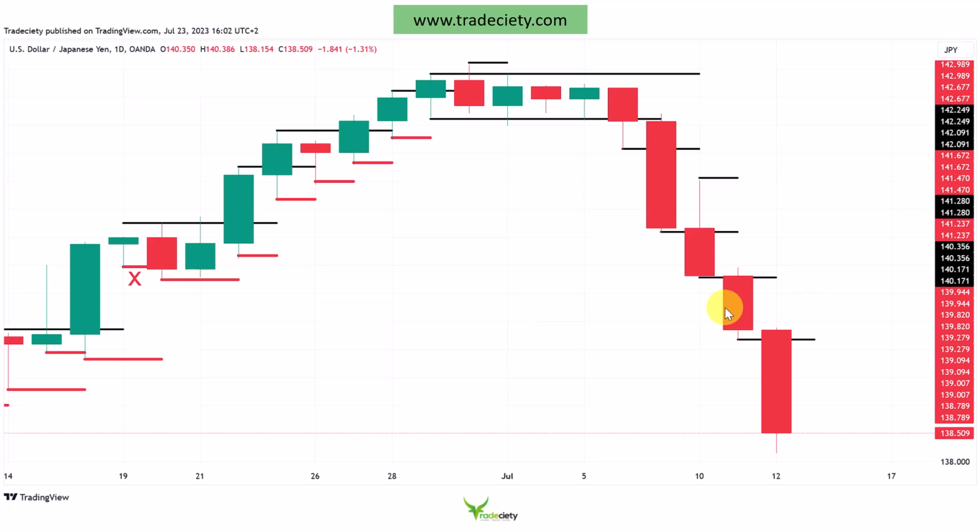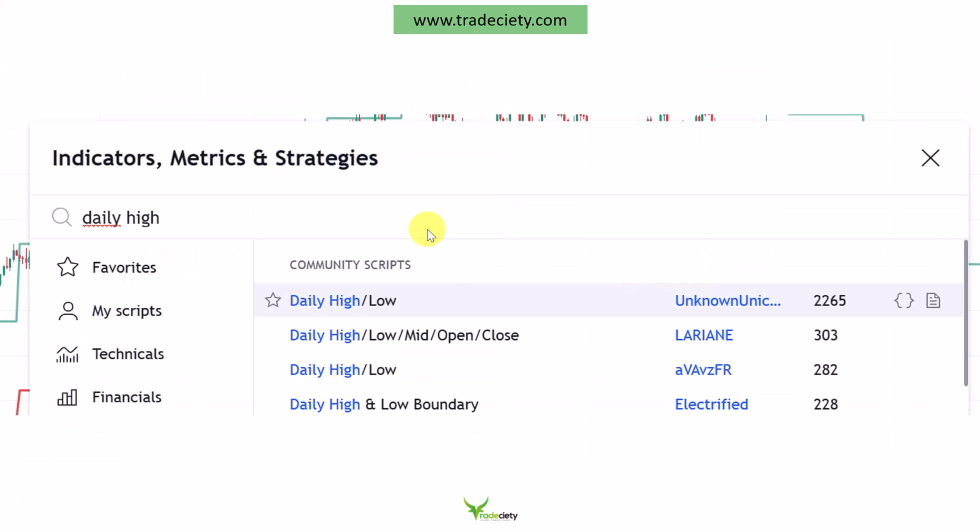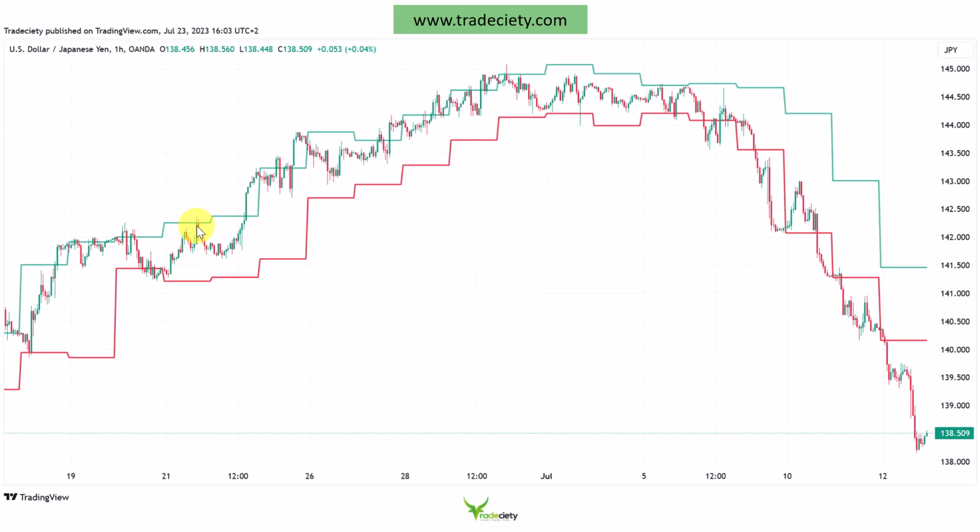So even if you're a day trader, I would recommend at least one time per day, go to your higher time frame, check the daily highs and lows and see how the market is trading into them. On TradingView, there's a free indicator. So when you go to indicator and type in daily high, you will see this one, daily high low. The creator is Unknown Unicorn, and this is freely available on TradingView, and this will plot this channel.